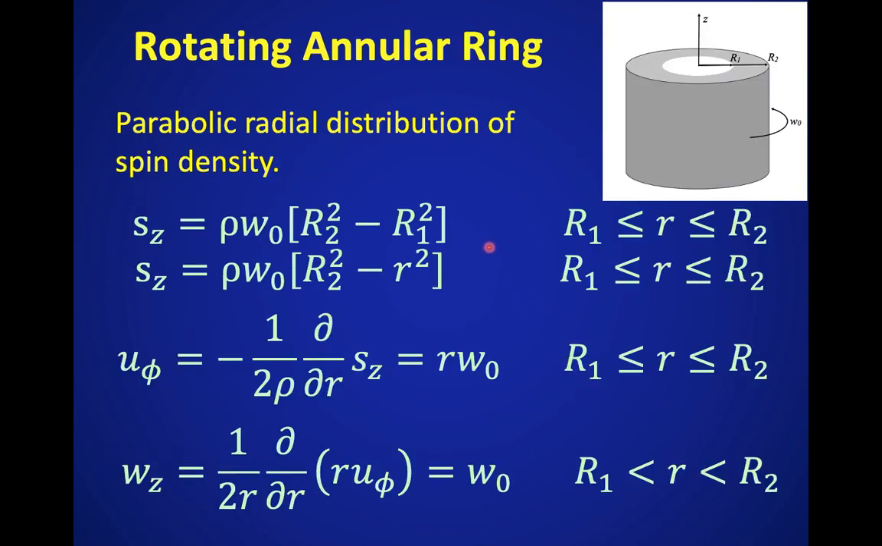Okay, a little more complicated example is an annular ring rotating. Between the inner and outer radius, it's the same as for the complete cylinder. But on the inside, the spin density is just constant, so the curl inside is 0, no velocity. So when we calculate the velocity between the inner and outer radius, it's the same as for the cylinder. And angular velocity between the inner and outer radius is the same as for the cylinder. There are also delta functions at the edges, but I'll just ignore those.